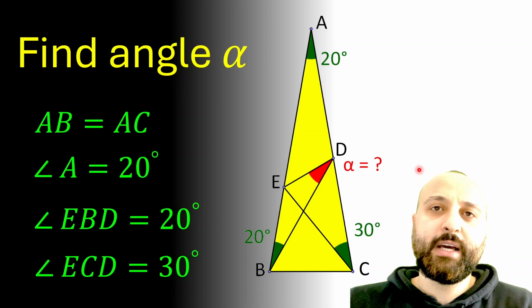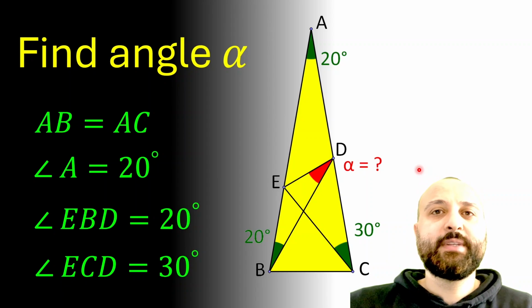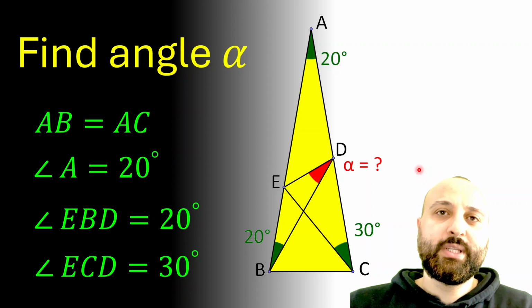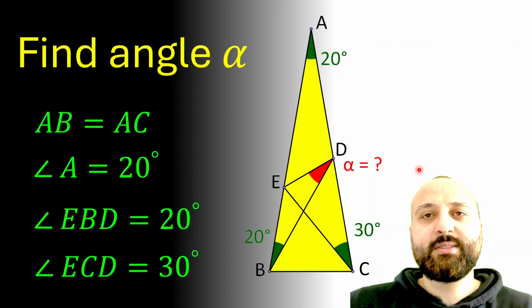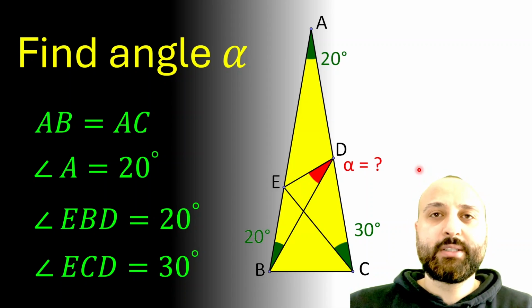Hi, in this video we have a very famous geometric question that is about an isosceles triangle with the apex angle of 20 degrees. Usually this question is used to tease the students at the 6th or 7th grades after they study the topic of congruent triangles and also similar triangles.